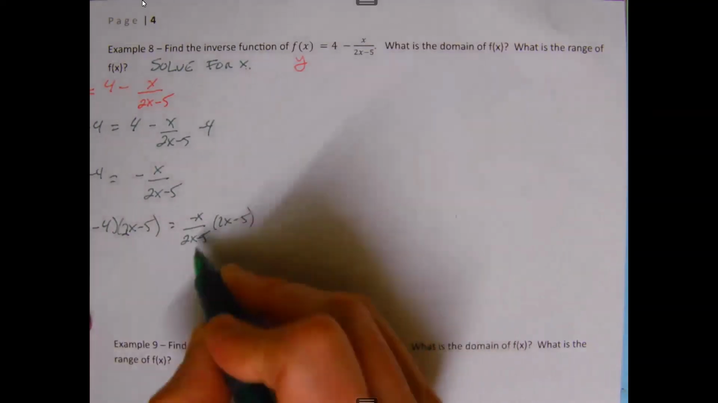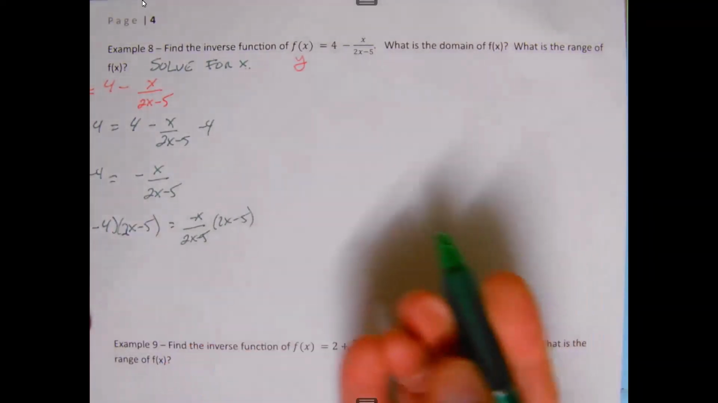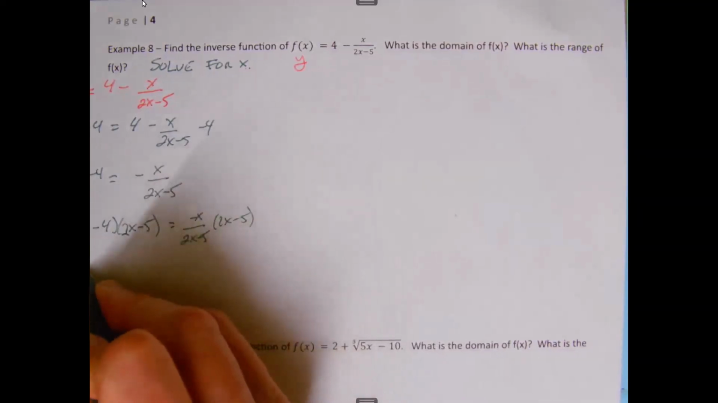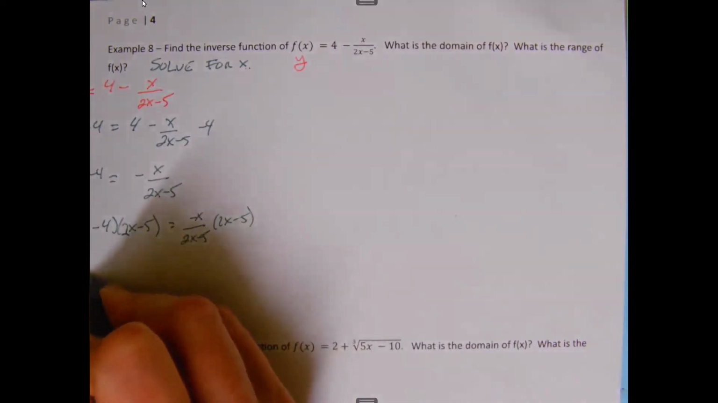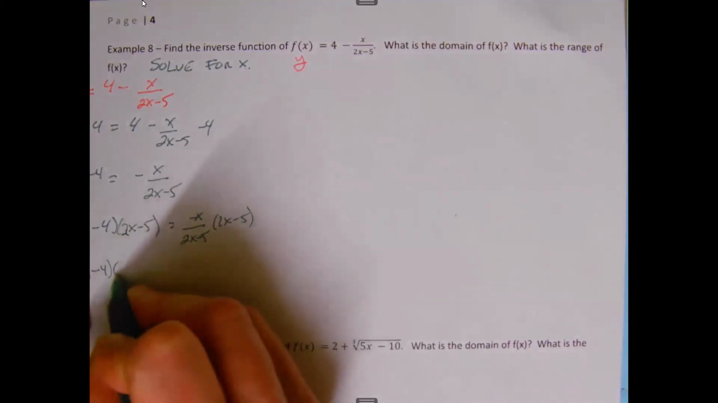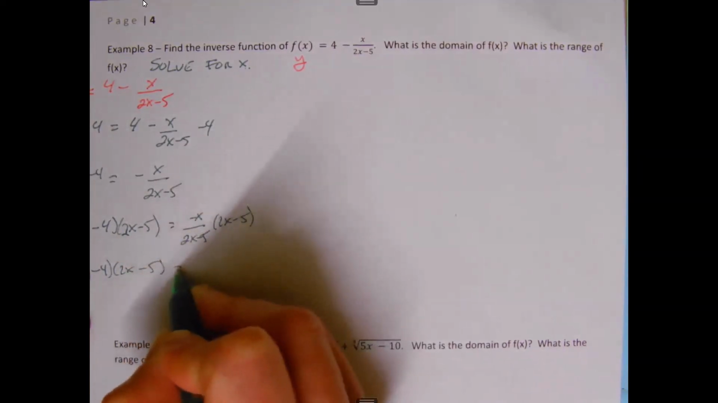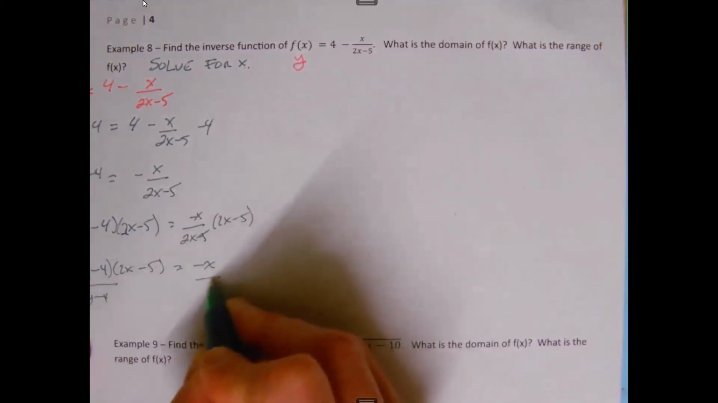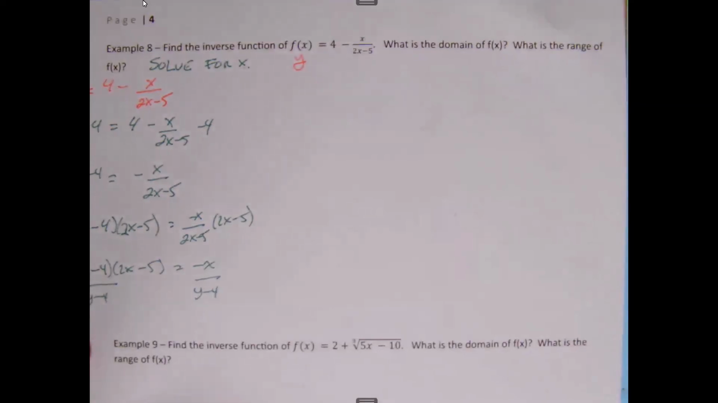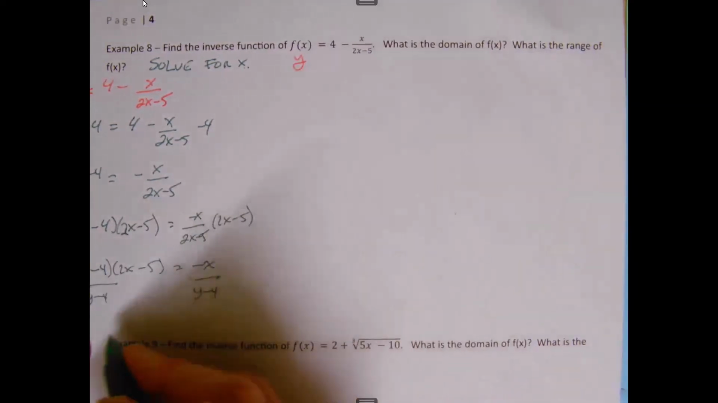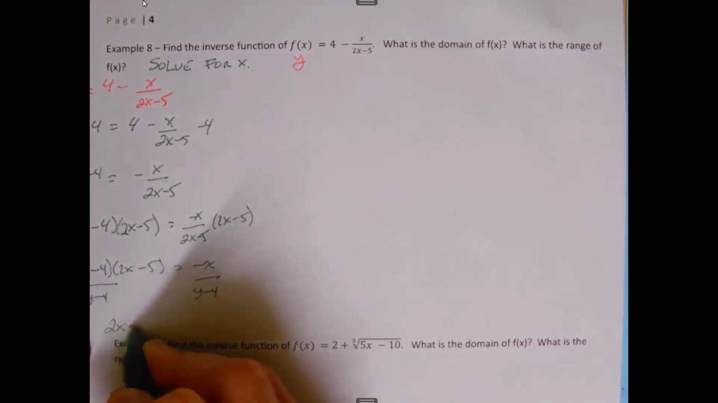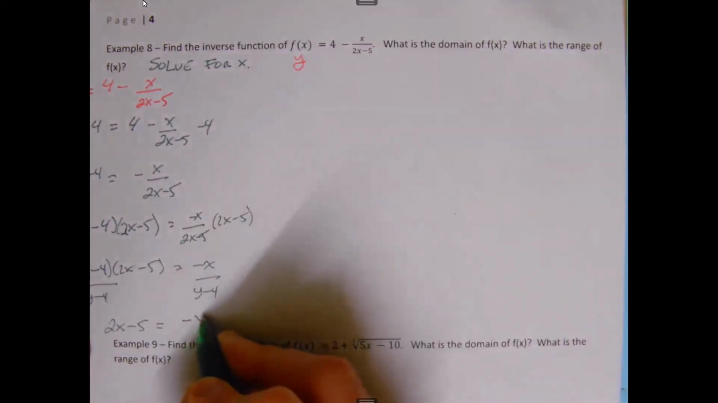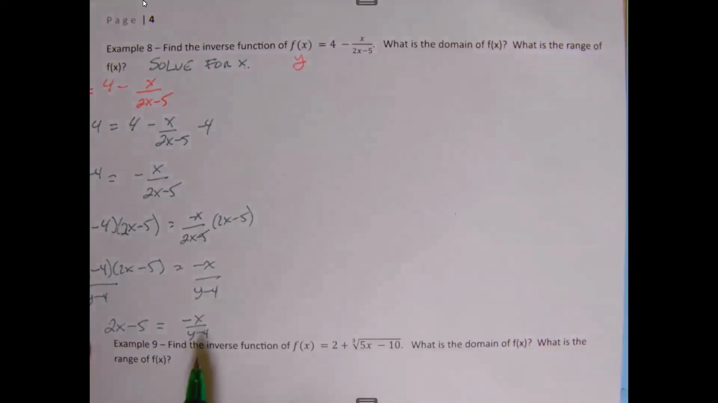Again, thinking like a chess game. One thing I could do, let's try dividing by y minus 4 and see what would happen. So I've got y minus 4 times 2x minus 5 equals negative x, and divide both sides by y minus 4. Let's say I do that. Why not? Okay, so now these cancel, and what I'm left with is 2x minus 5 equals negative x over y minus 4. So again, what I'm trying to do is solve for x.